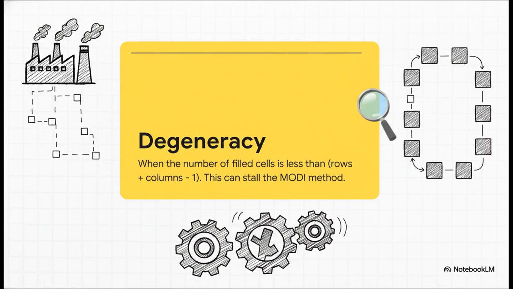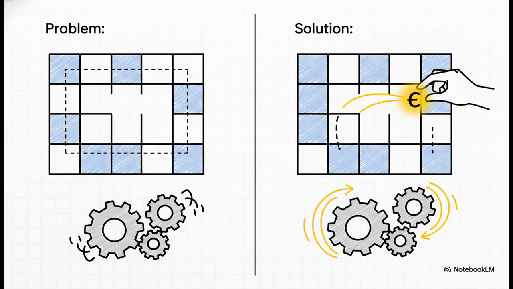It gets stuck. But the solution is actually surprisingly elegant. What we do is we add a tiny, almost imaginary shipment, we call it epsilon, to one of those empty cells. This shipment is so small, it's basically zero, so it doesn't actually affect the final cost. But what it does do is act like a little bridge, giving MODI one more occupied cell so it can complete its loops and get the optimization engine running again.